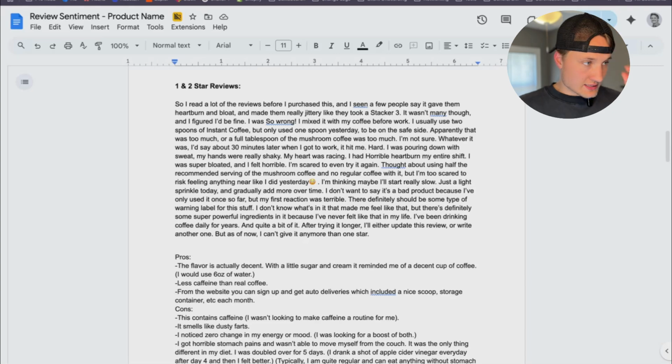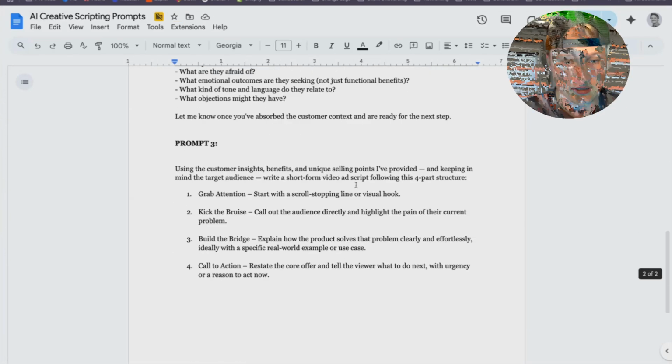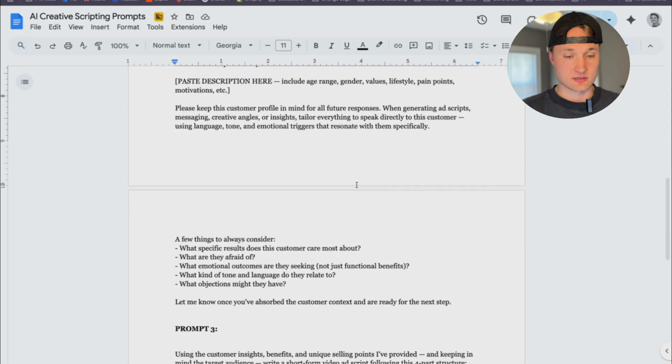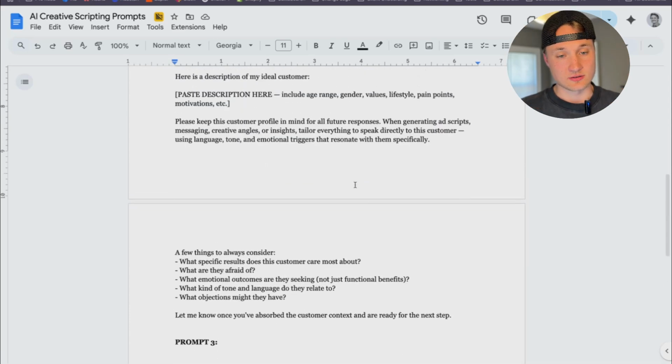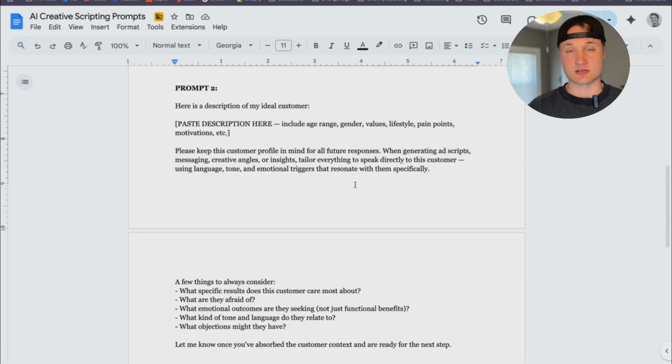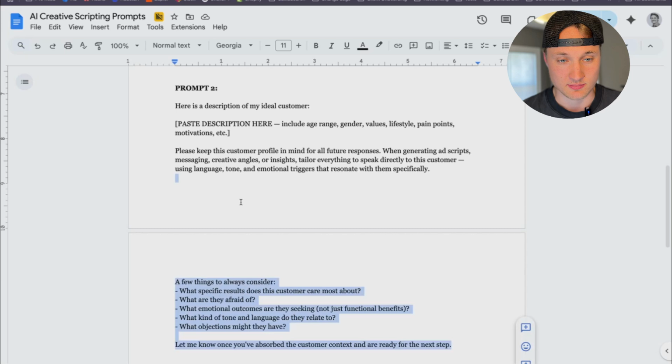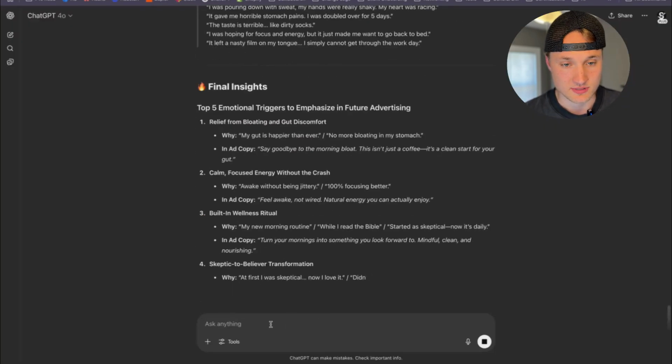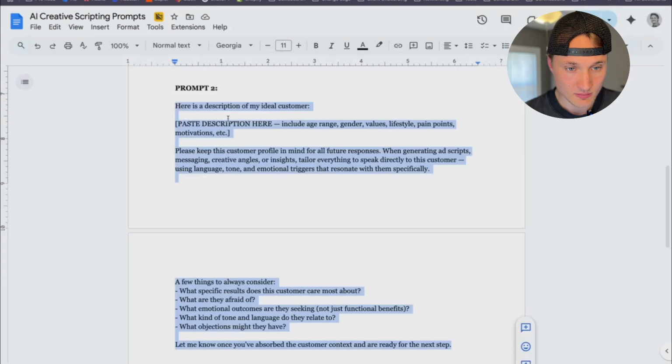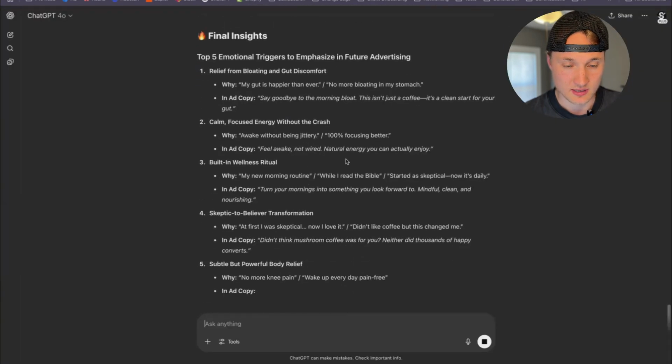So from there, the next thing that we want to do is give ChatGPT the second prompt, which is telling them more about who our ideal customer is. So now they have an understanding of what the customers are saying, both positively and negatively, but now we're going to give ChatGPT some information about our specific customer. So I'm going to make some stuff up here, but copying prompt number 2, this is actually still generating.